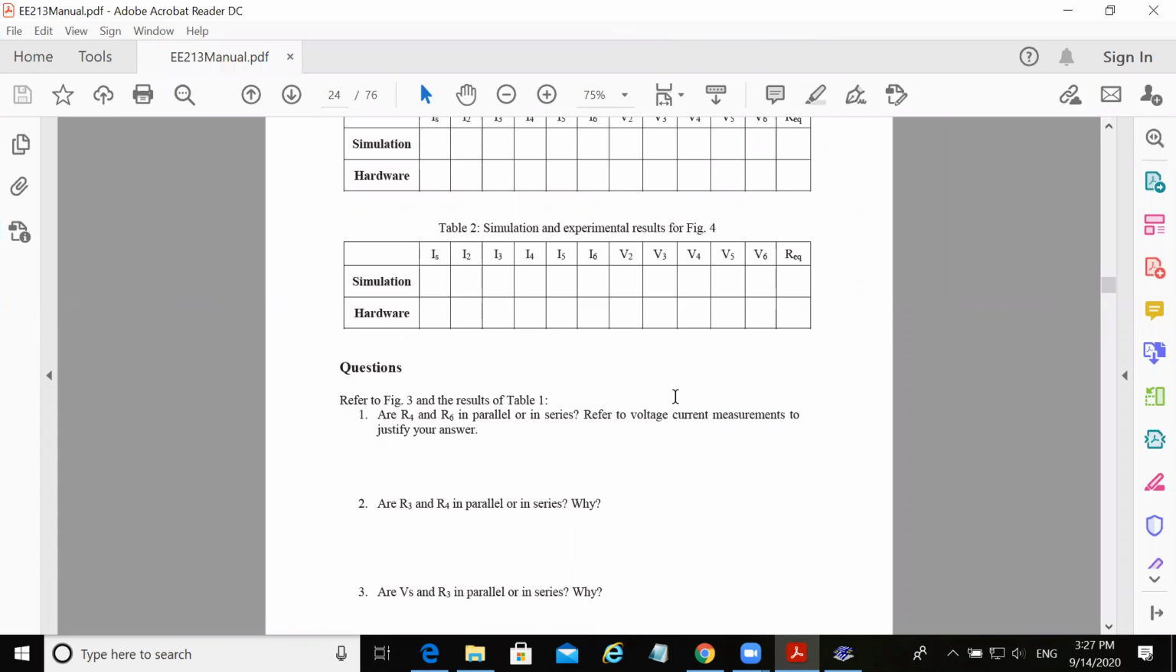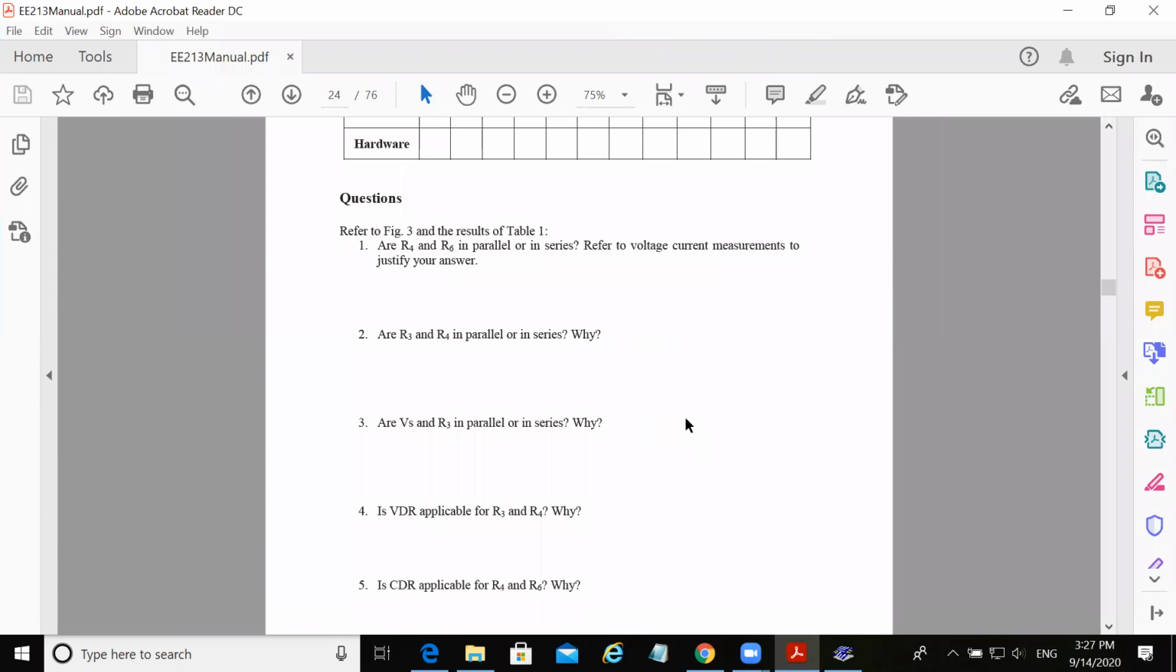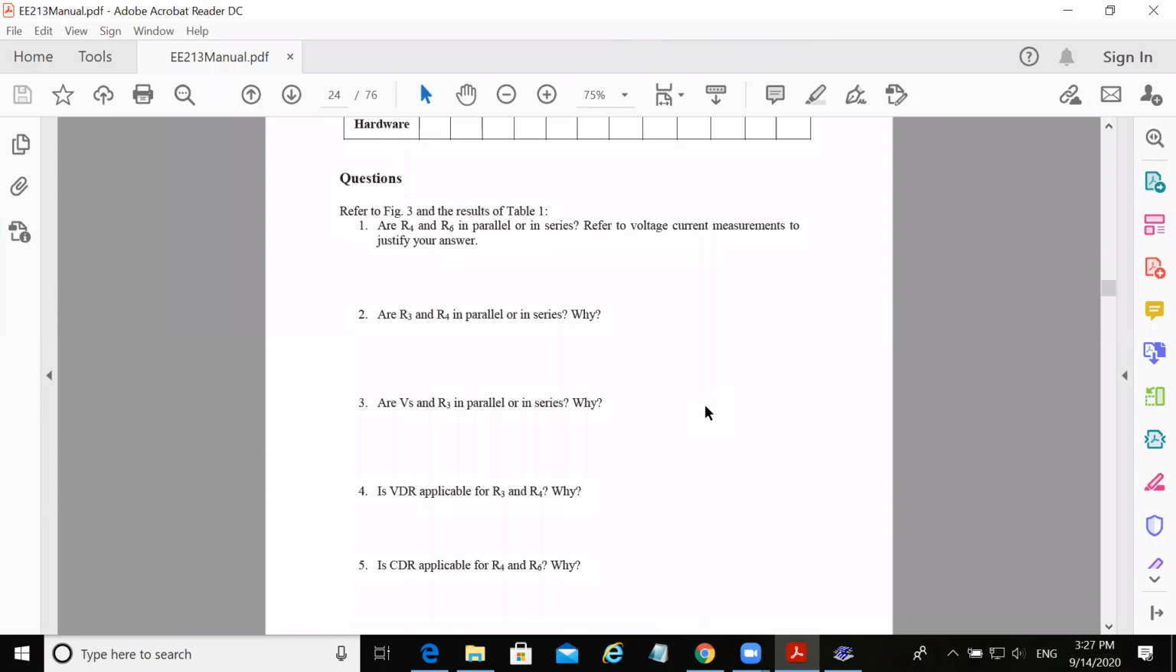Once you fill these tables, you have to answer these questions. There are many questions and they are very important, there to strengthen our concepts. When you read these questions, you may be confused in the beginning, but when you read them carefully and refer to the figure and the circuits, you will understand what the question is asking. I urge all of you to please read them carefully and then answer the questions.